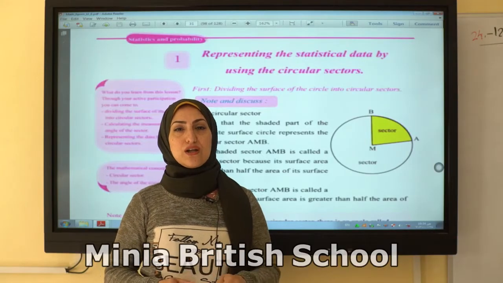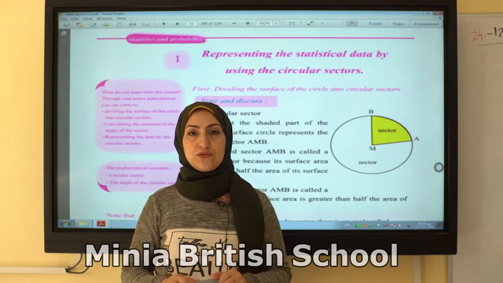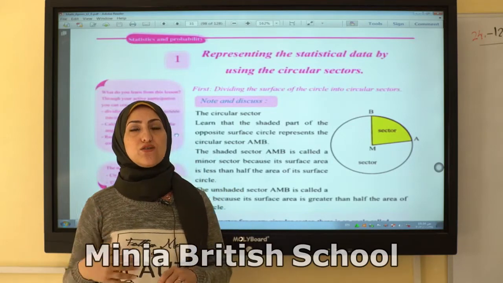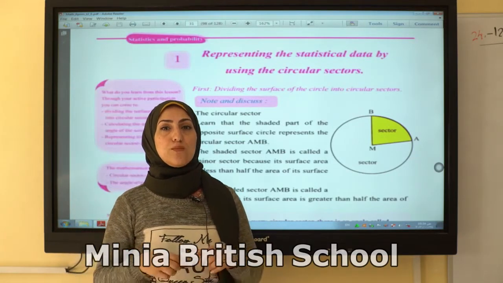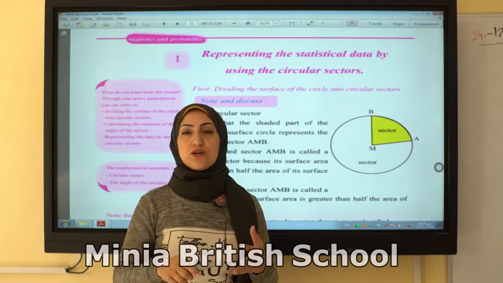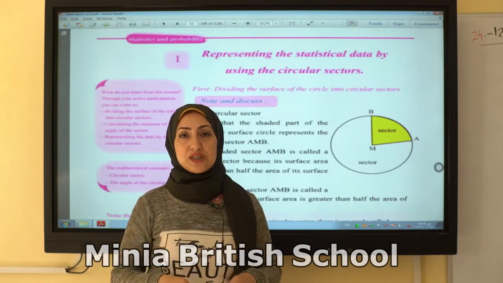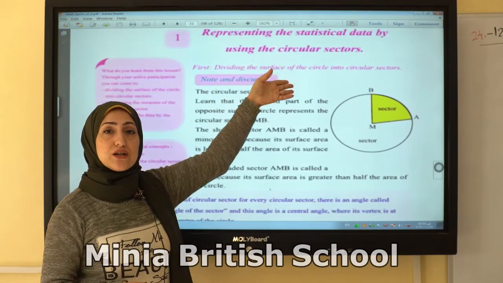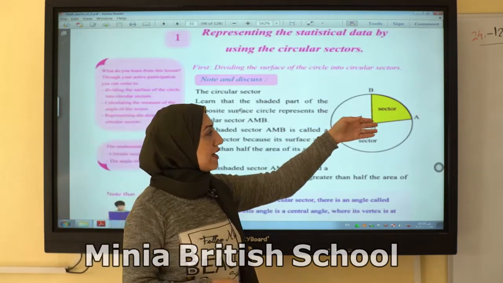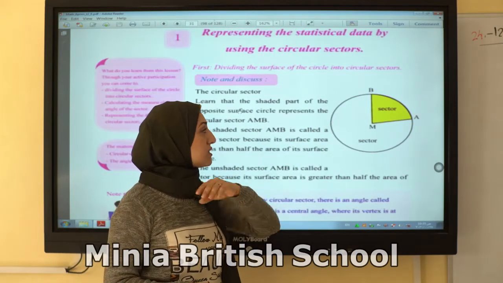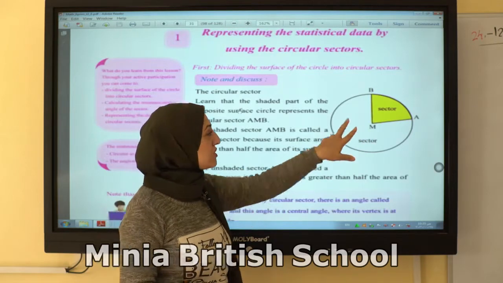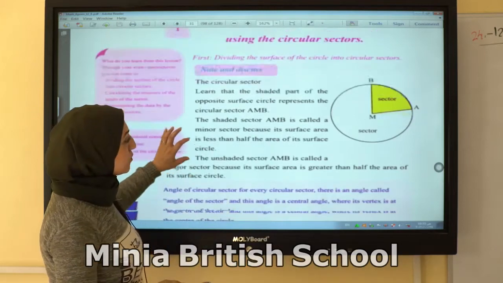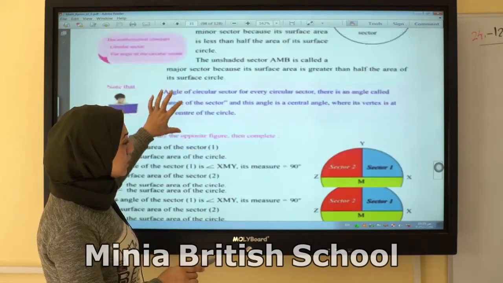Grade 6. Today, inshallah, we will take the first lesson in unit 4, which is about statistics. As we had last year, how to represent data by histogram, by frequency curve, and so on. There are many ways to represent data. Today, we will take how to represent it by circular sectors. When we had the circle, we know that the sector is a part of the circle that has two radii and an arc. So, how can we represent any data by circular sectors?